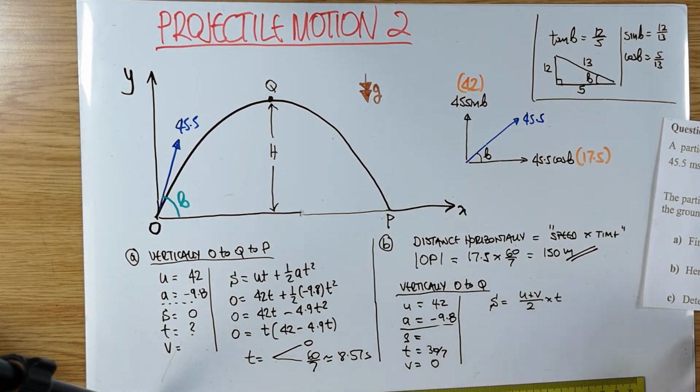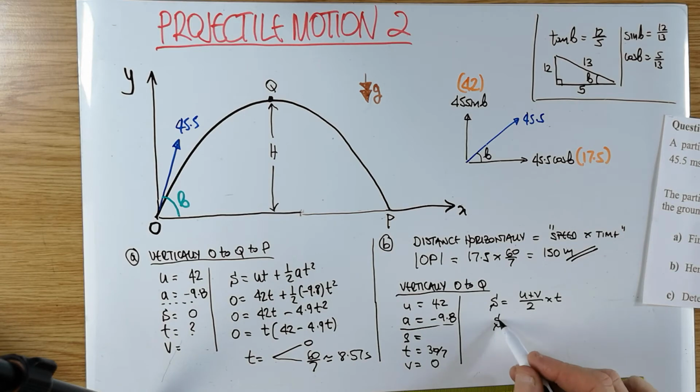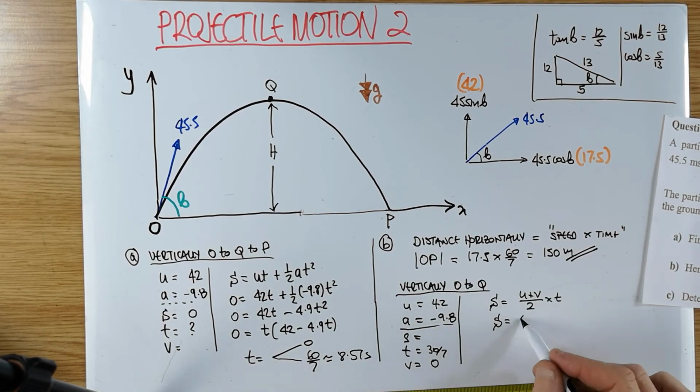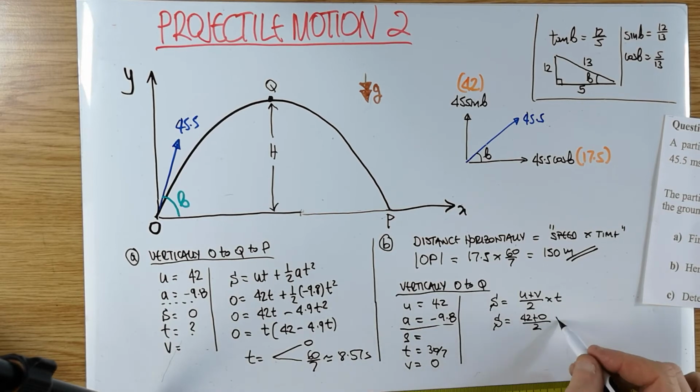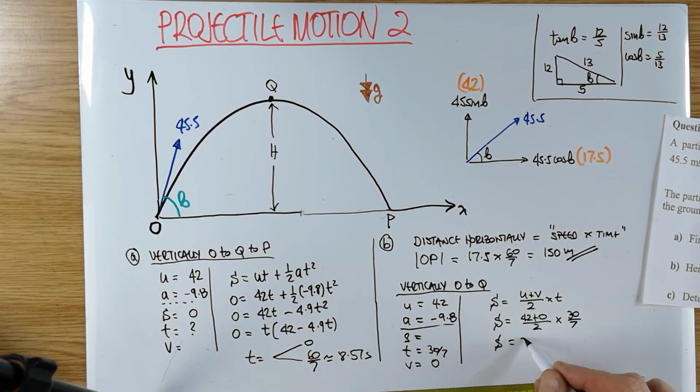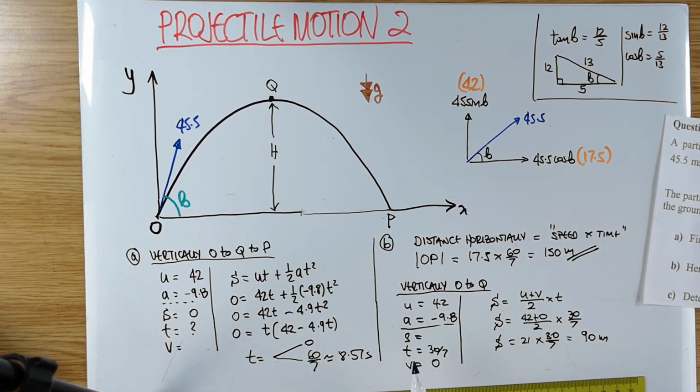And I think it's probably easier because we have 42 plus 0 divided by 2 times the flight time, which is 30/7. So that's in fact 21 times 30/7, which we can even do without a calculator. The 7 will cancel out to a 3, so we're going to get 90 meters. But you can use whatever equation you want, having all these bits of information.